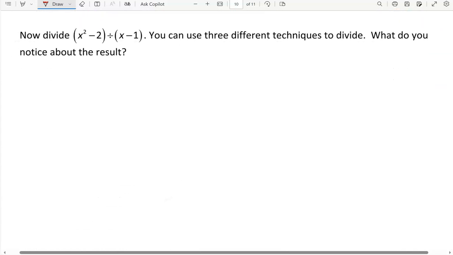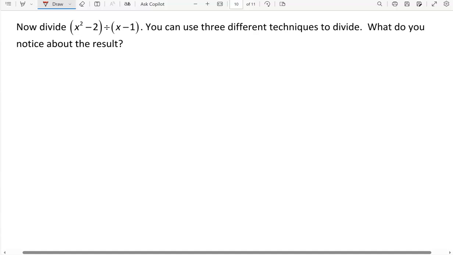Let's go back to our division, and we're going to take that same function g of x and write the division x squared minus 2 divided by x minus 1 in 3 different ways. To use long division, we'll divide x minus 1 into x squared plus 0x minus 2. We have to put that 0 placeholder in the middle for the x term.